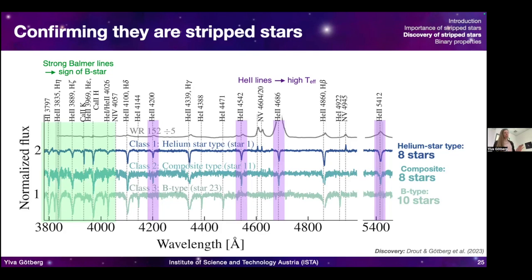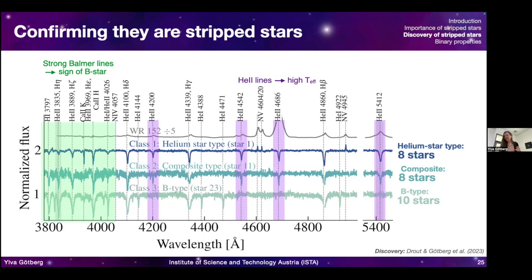We will focus today on the helium star type, mostly simply because I found it easier to work with those. You can see the stripped star. There are not 2 stars, so you don't need to disentangle the spectra so much. But of course, the others are also interesting. It's just a little harder.